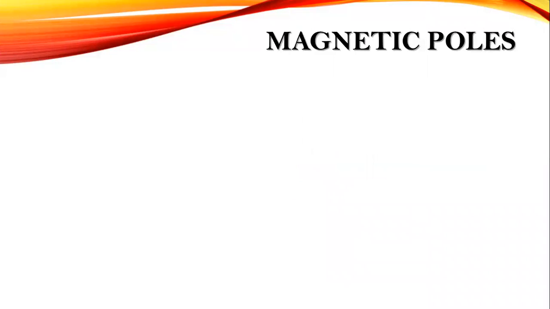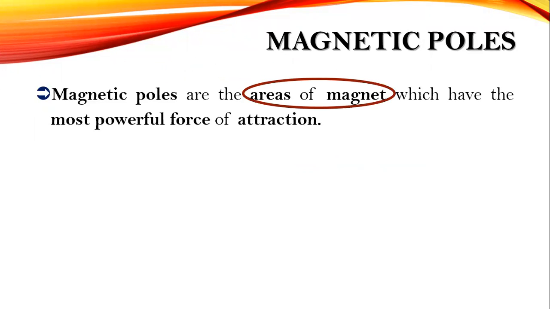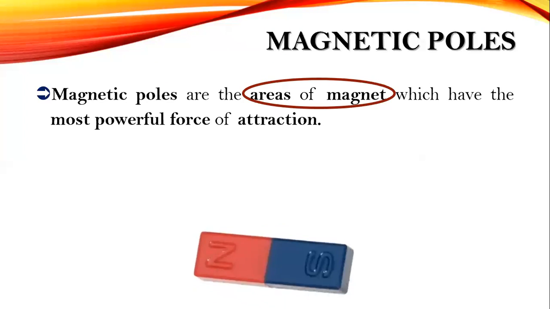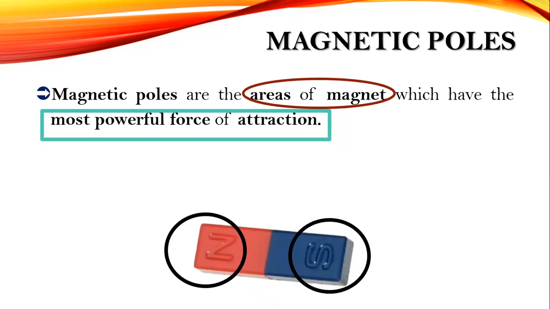What are the magnetic poles? Magnetic poles are the areas of a magnet which have the most powerful force of attraction. And as we said before, the force of attraction is known as magnetism. So magnetic poles are the areas of a magnet which have the most powerful magnetism.